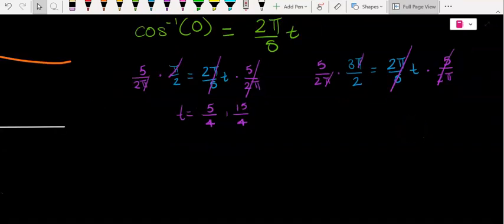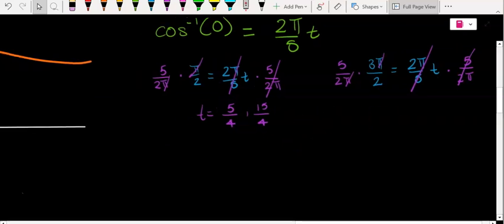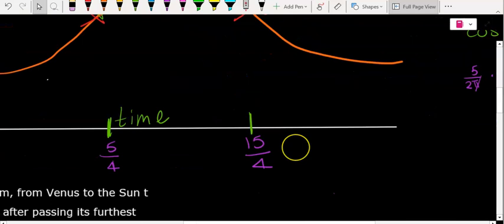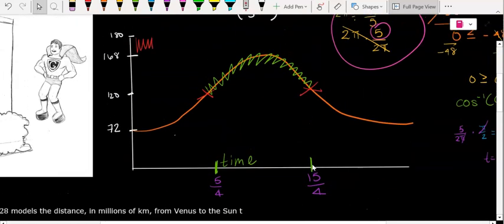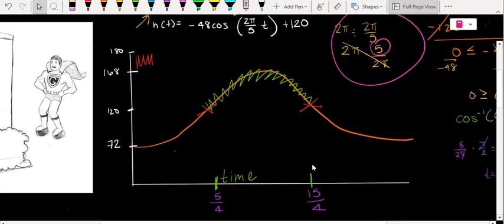5/4 of a second and 15/4 of a second is where Mr. Helpful Not Hurtful is going to be able to see in the window. So this is what we have here. These are going to be our x values that we just solved for that first period.